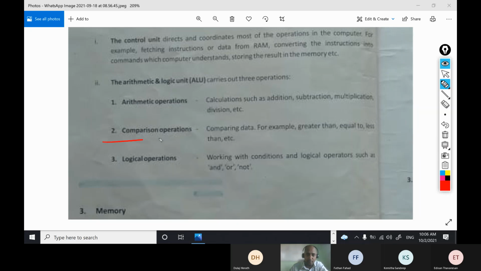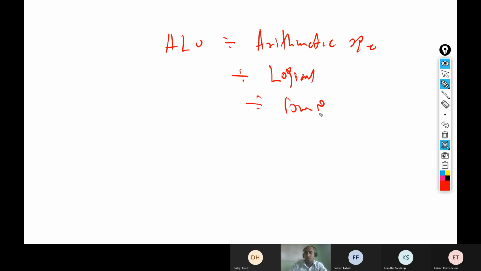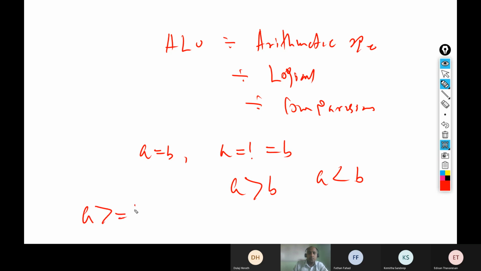Okay, I missed one thing: comparison operations. That is also part of the ALU. ALU has three things: arithmetic operations, logical operations, and another one, comparison operations. Comparison operation means it's like this: A equal B, A not equal B, A greater than B, A less than B, A greater than or equal B, A less than or equal B. So these are comparisons.